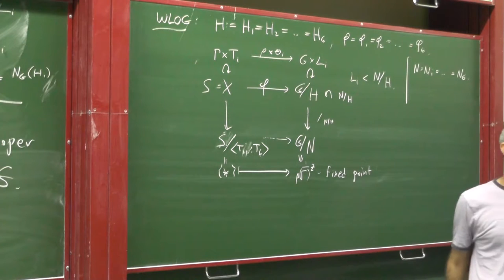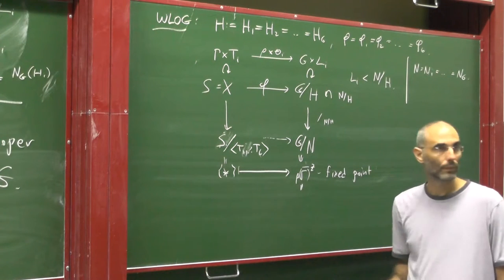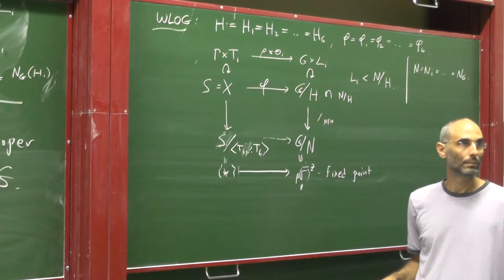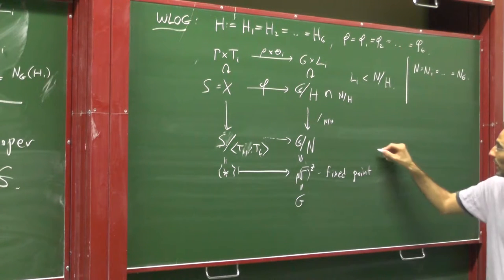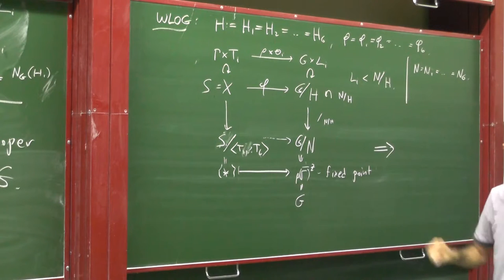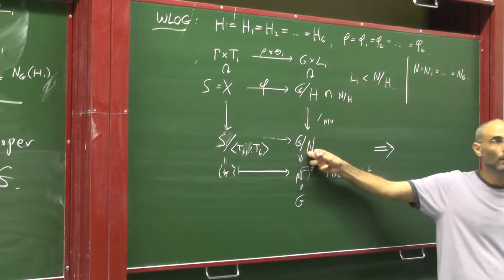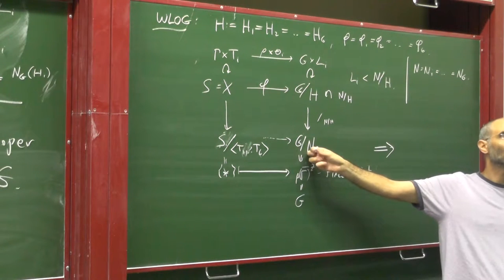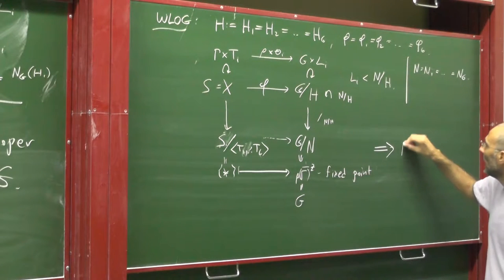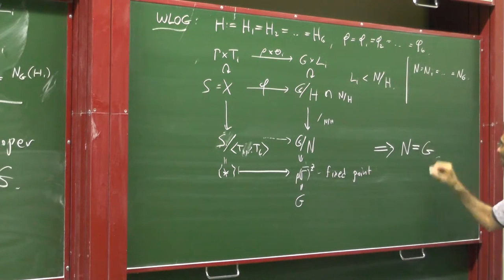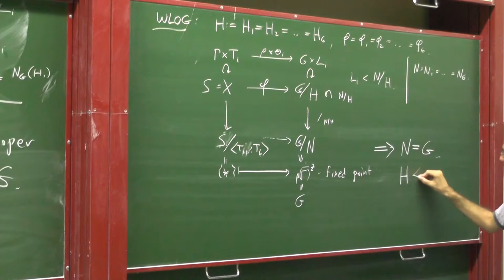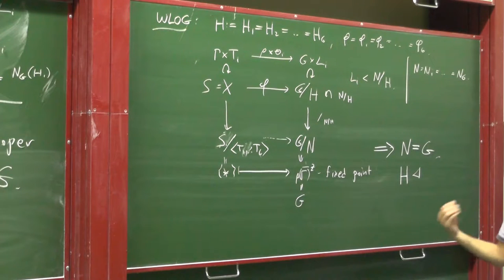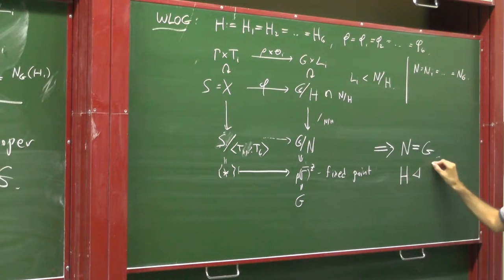And what is the Zariski closure of rho gamma? G fixed point. And what is the conclusion here? This space consists of a single point. N is G. H is normal in N, of course, and N is the normalizer of H. N is normal in G.